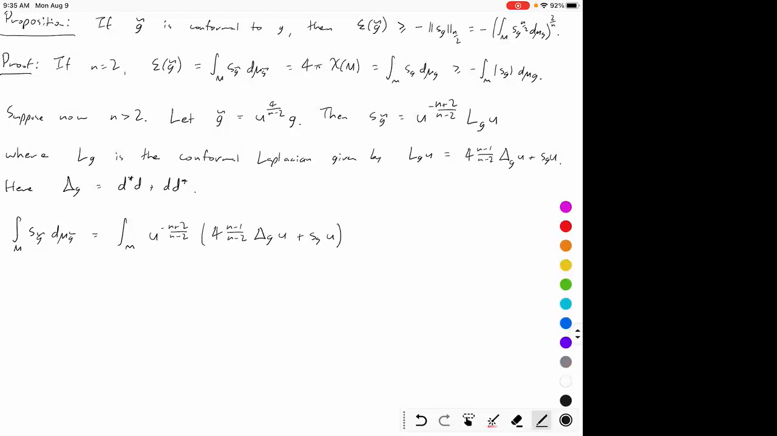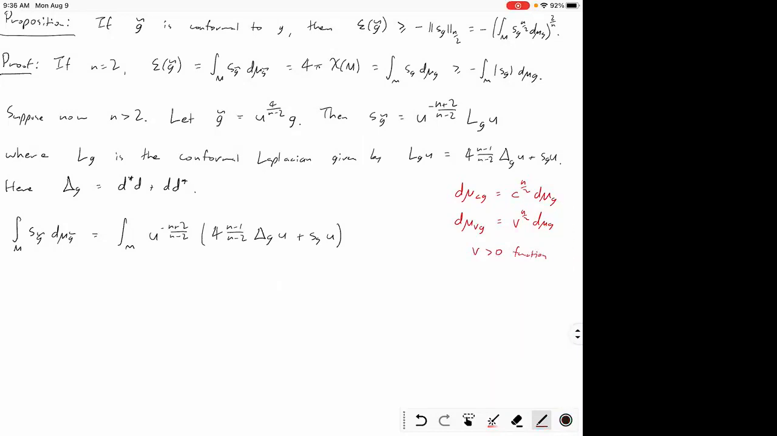Well, we saw before that for a constant c, d mu of c times g is equal to c to the n over 2 d mu g. But actually that works for functions as well. So if you have, say, let's use a different letter, v times g, where v is a function, then we have the same relationship. Here the fact that it's a constant isn't special. You could just take a conformal rescaling, and the same change happens in the volume form.